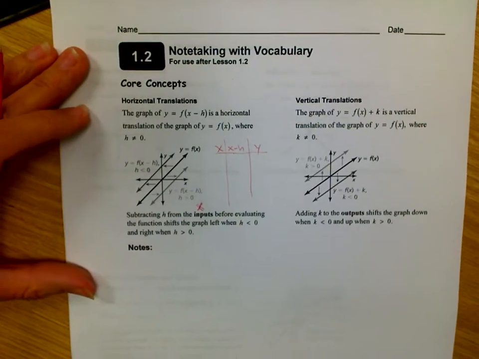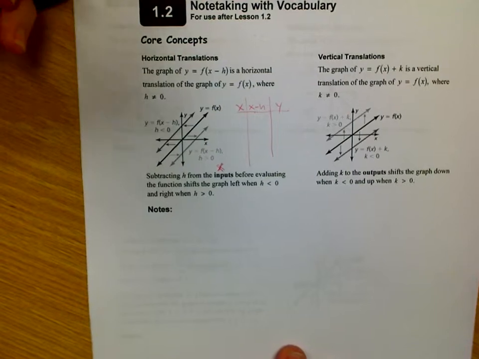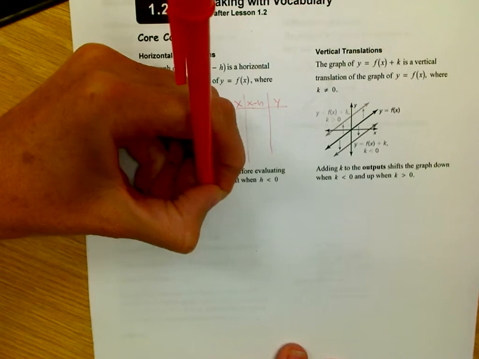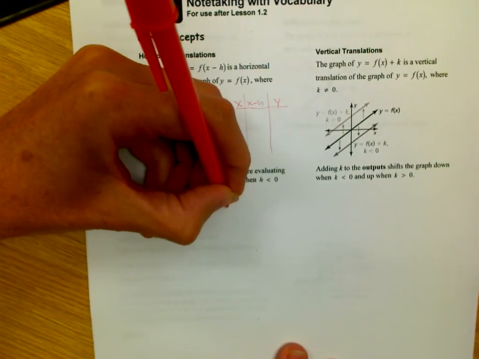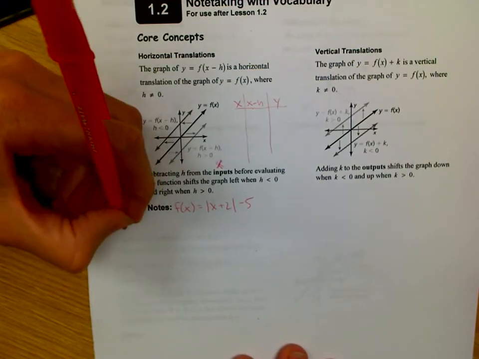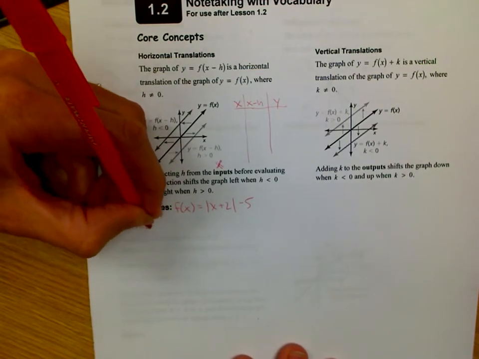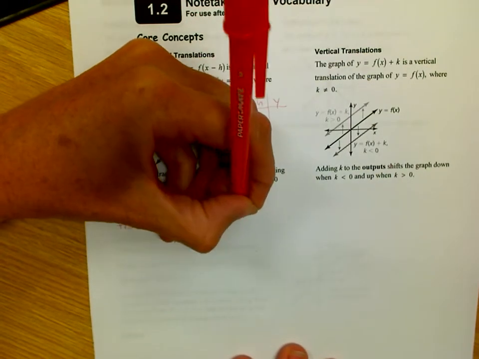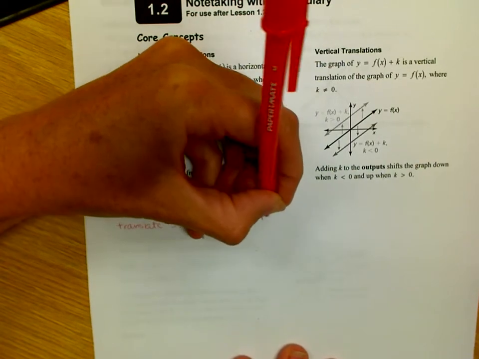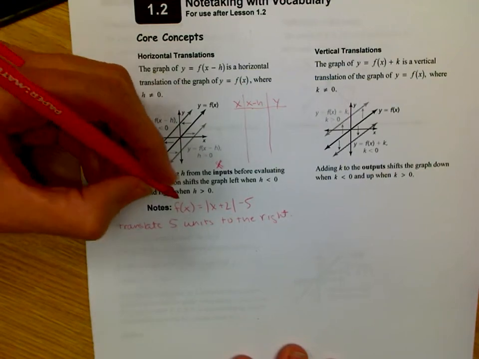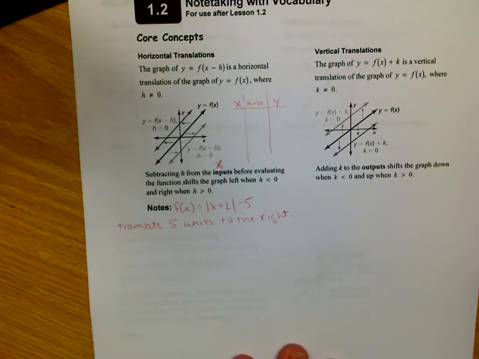Now what this looks like is you're going to start with your original function. So let's do the example. Let's say our original function was f of x equals the absolute value of x plus 2 minus 5. And let's say I wanted to translate this 5 units to the right. What you're going to do is to create your new function, and let's call our new function g of x.